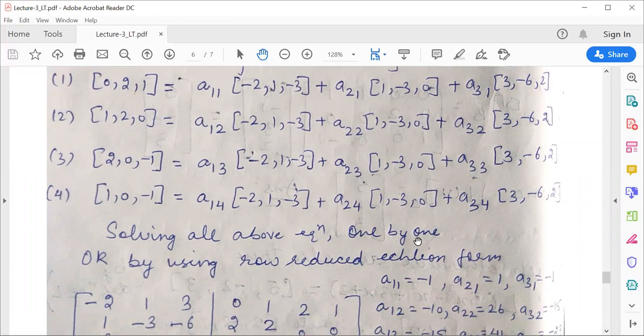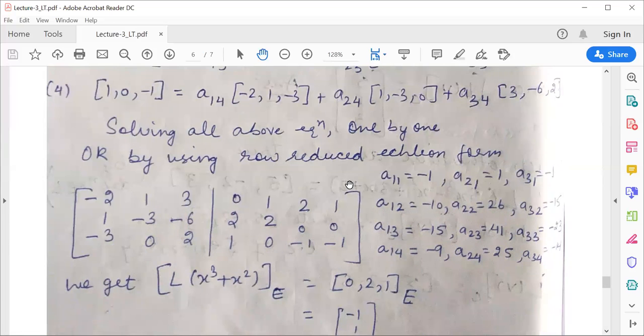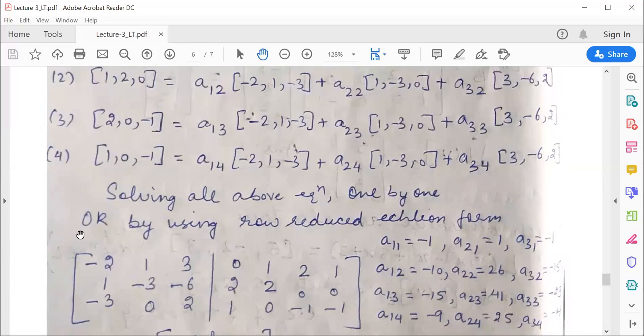By using the row reduced echelon form. Because these vectors are the same, we can write this in a left hand side form, that is -2 1 -3 1 -3 0 3 -6 2, and here in the right hand side you will write down these vectors. When you apply the row reduced echelon form, this part will become the values of these scalars. So it depends upon you which method you want to apply: solving the first equation first, then second, then third, then fourth, or simultaneously by using the row reduced echelon form.